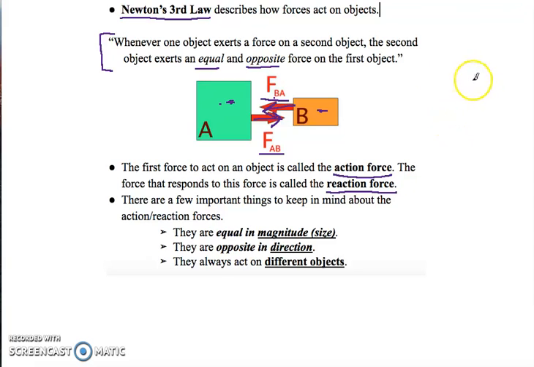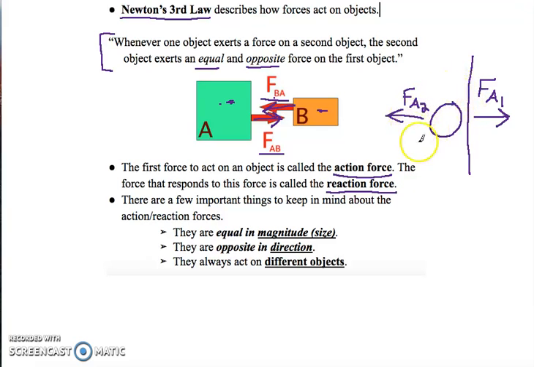Let me draw another quick example. Let's say you had a wall, then you threw a ball at it. The ball hits the wall. When they interact, when they exert a force on each other, you're going to have one force exerted on the wall. Let's call that the force applied 1, FA1. And then you're going to have another force that the wall exerts on the ball, another force in the opposite direction. Let's call it FA2. You can see they go in opposite directions, but they're going to be equal. They're going to be the same size.